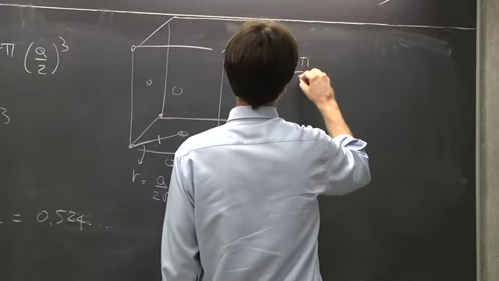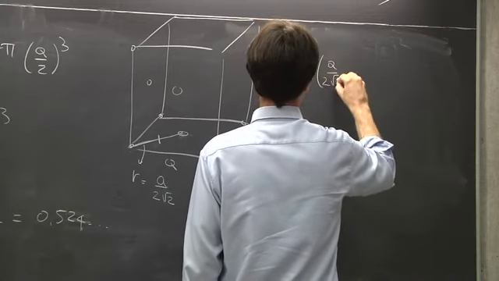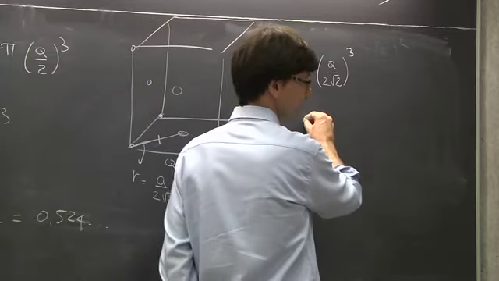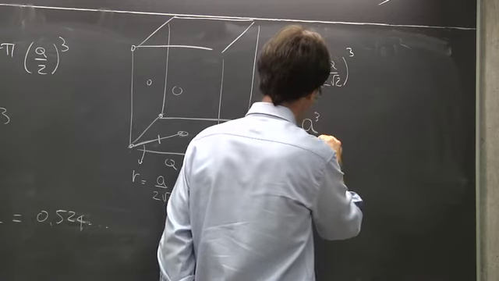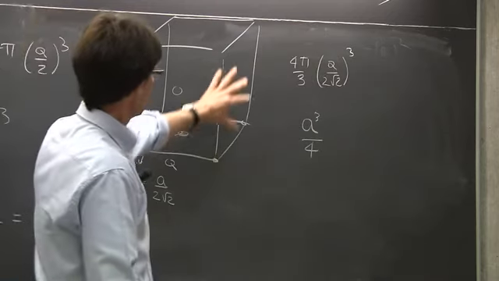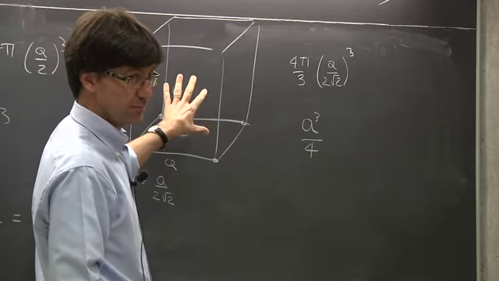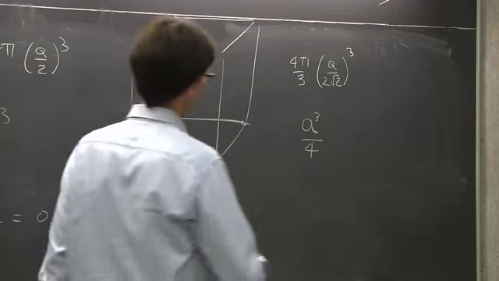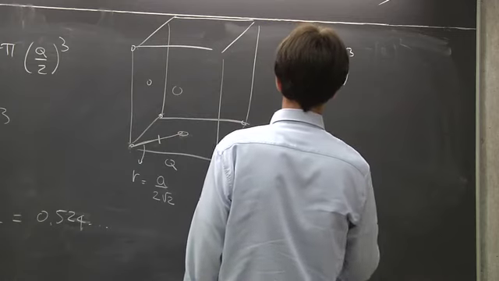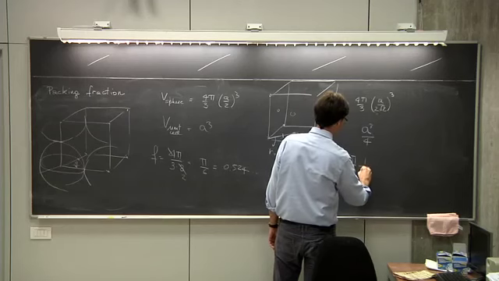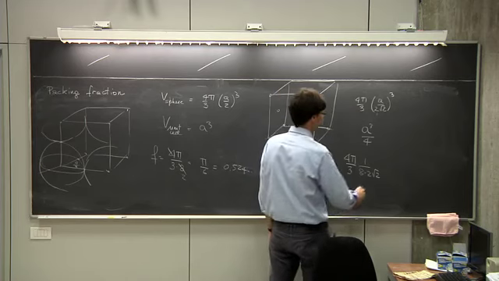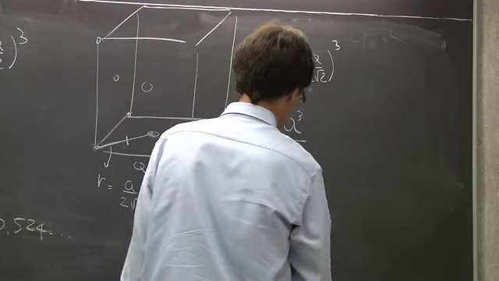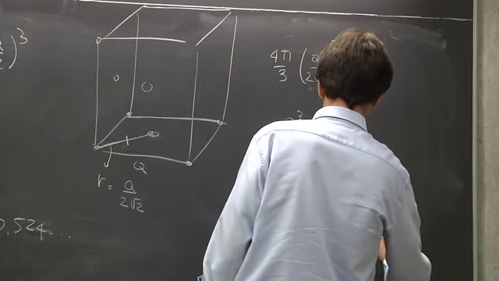Volume of the sphere, 4 pi over 3 times (A over 2 square root 2) cubed. Unit cell? A cubed over 4, correct. There are 4 spheres in the conventional cell, in the cube, so I need to divide by 4. I need to take the primitive cell in our definitions. So the ratio is 4 pi over 3, times 1 over 8 times 2 square root 2, divided by this, so times 4. The A cubed goes away. So it's pi over 3 square root 2.